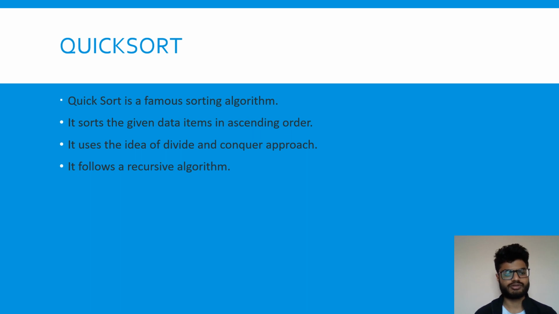So first we are going to see what is quicksort. Quicksort is a famous sorting algorithm and it sorts the given data into ascending or descending as we wish, and it uses the idea of divide and conquer. Divide and conquer is a kind of method which we use in designing algorithms. There are many methods like brute force, divide and conquer, decrease and conquer, and greedy method to design an algorithm. Among them it uses only the divide and conquer approach, and it follows a recursive algorithm. Recursive is nothing but when a function calls itself again and again till a base condition where it terminates. It is known as a recursive algorithm.